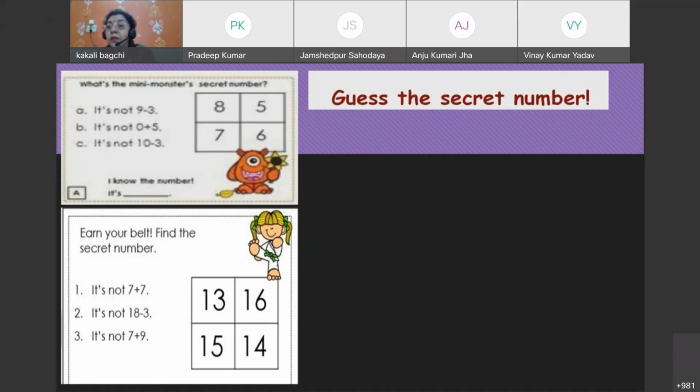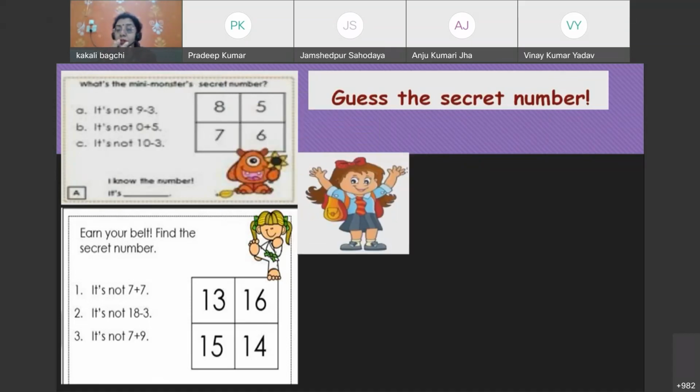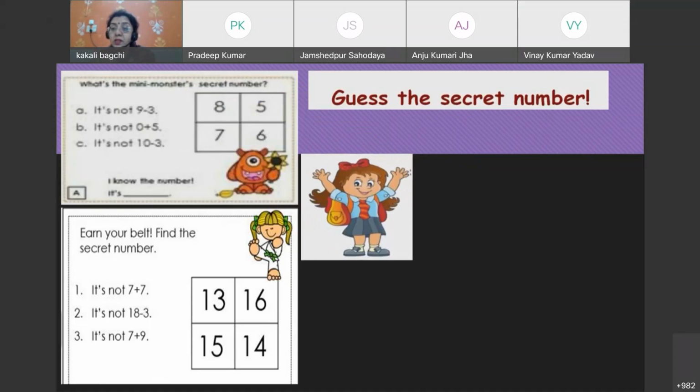Who am I? 13. Yes, fantastic. Can we give this type of questions to the students? Which is a question of "not", so that the logical thinking will be enhanced?